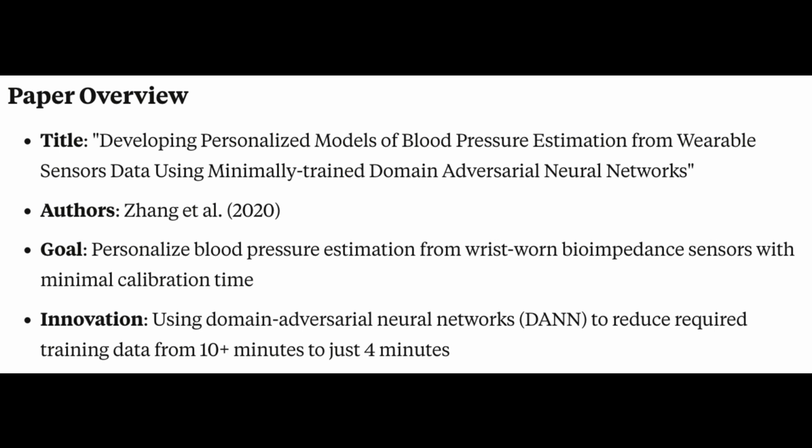The original paper, published in 2020, introduced a novel approach to personalized blood pressure estimation. The authors used domain adversarial neural networks to create models that can adapt to new users with just a few minutes of calibration data. This was a significant improvement over previous approaches that required extensive calibration time, making it more practical for everyday healthcare applications.